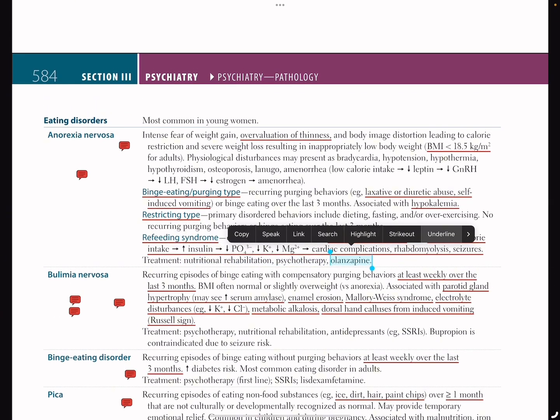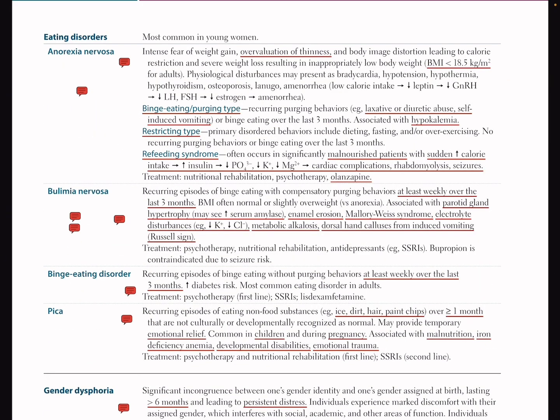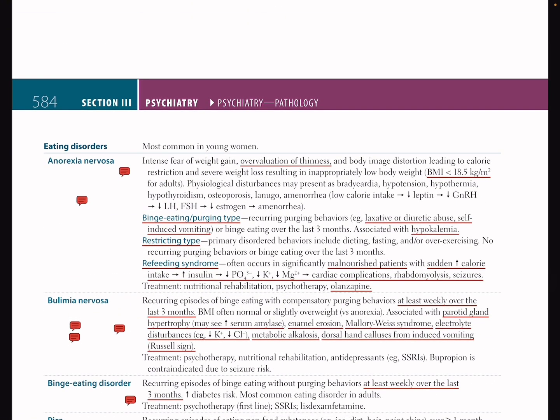Okay. So refeeding syndrome is a sudden increase in caloric intake that can lead to cardiac complications. Anorexia nervosa would be like a patient that is an adult.